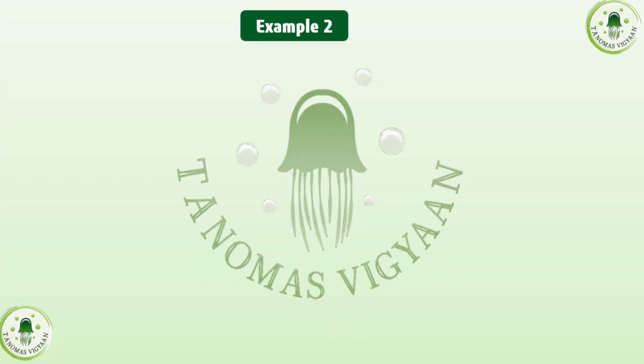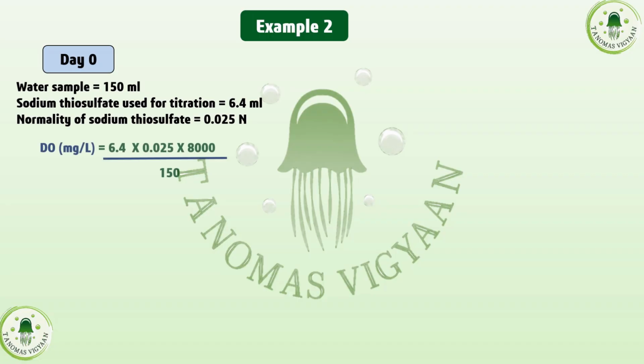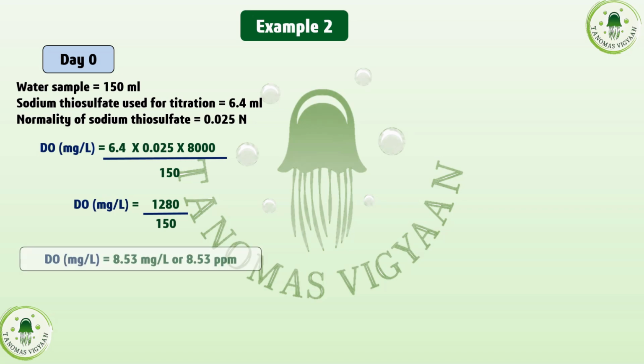Now let's take another example. Similarly, you take another water sample, 150 ml, and you do the DO experiment at day 0. Here your sodium thiosulfate titration is 6.4 ml, let's say. The normality, the concentration, is the same 0.025 normal. In a similar manner you do the dissolved oxygen calculation, and let's say you find 8.53 mg per liter as your dissolved oxygen at day 0.